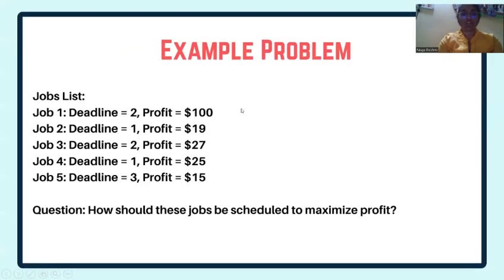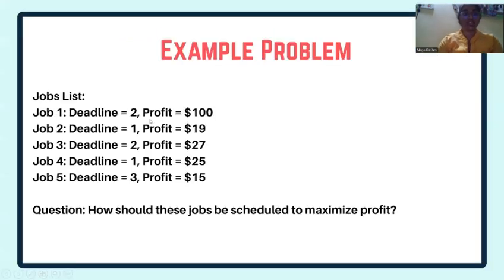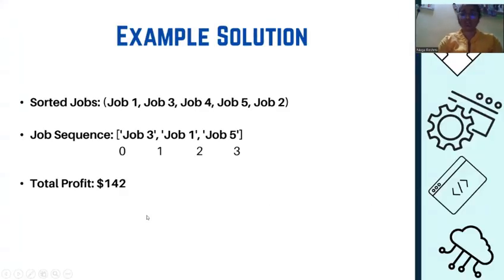And the next one is job 5. Its deadline is 3. It should be placed either in 0 and 1, 1 and 2, or 2 and 3. As 0 and 1 and 1 and 2 are filled, we'll be placing that in 2 and 3. And the next remaining one is job 2. Its deadline is 1. It should be placed in 0 and 1, which is already filled by job 3, which has more profit. So we'll be neglecting job 2 and job 4 for this particular problem.